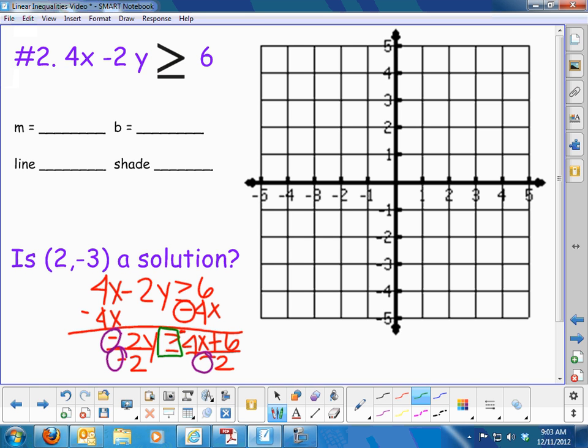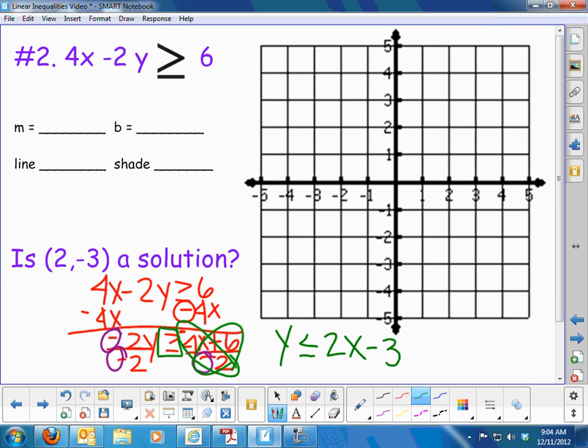So now my inequality is going to say y is less than or equal to. Now I'm going to figure out what this is. Negative 4x divided by negative 2 gives me positive 2x. 6 divided by negative 2 gives me minus 3. So we cannot forget that that rule still applies when we're dealing with two-variable inequalities as opposed to the one-variable ones that we did a while back.